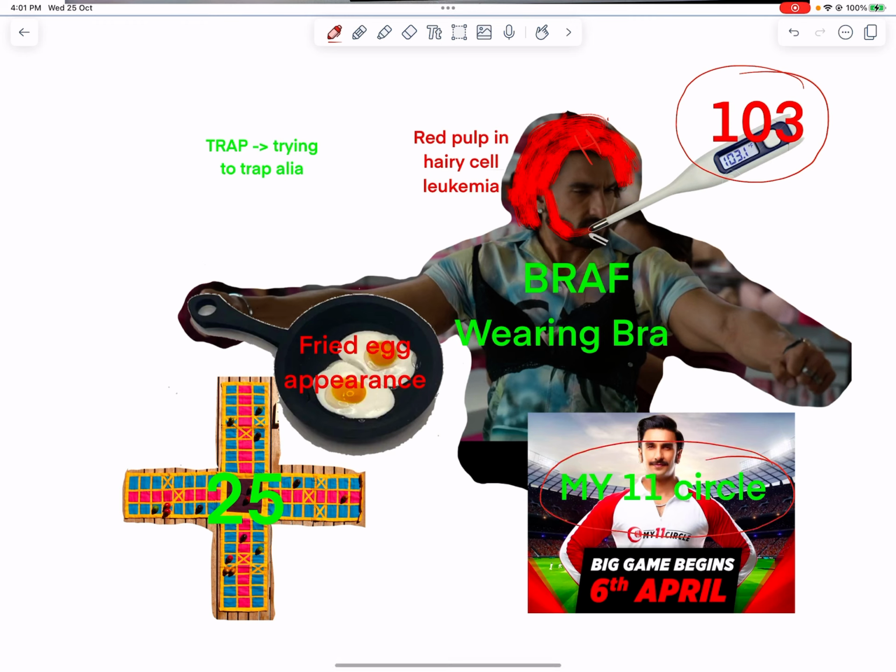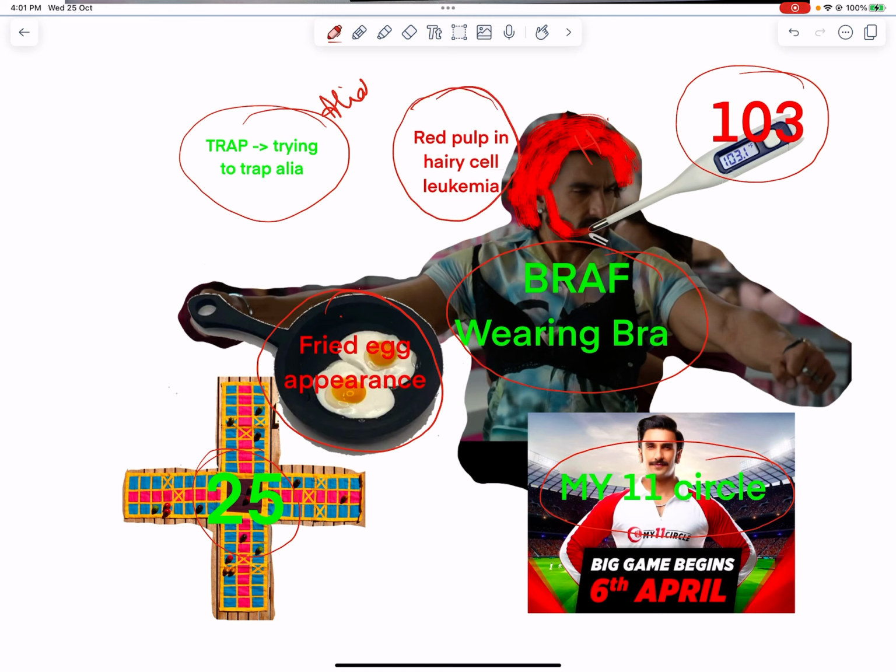This is the famous game betting app that is played, and here it is 25C, where it was played in Mahabharata. So Ranveer Singh is trying to trap Alia and her family by wearing this bra and cooking a fried egg, and he has got his hairy cell red pulp, and he is having a fever, cricket fever, that is around 103.